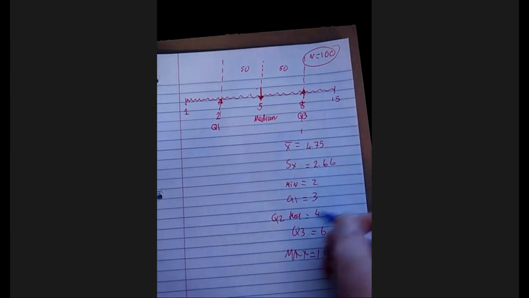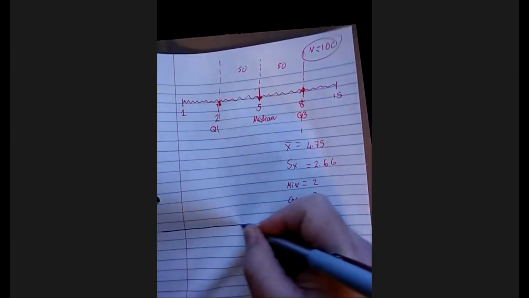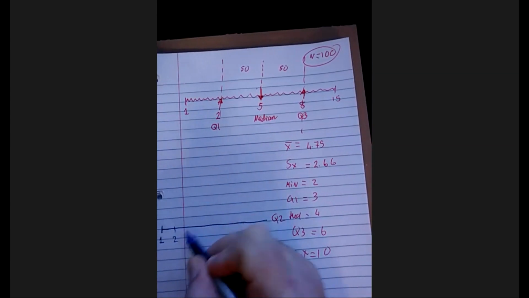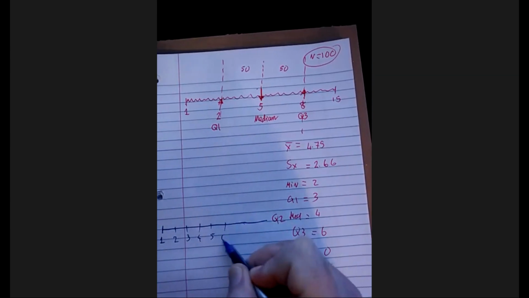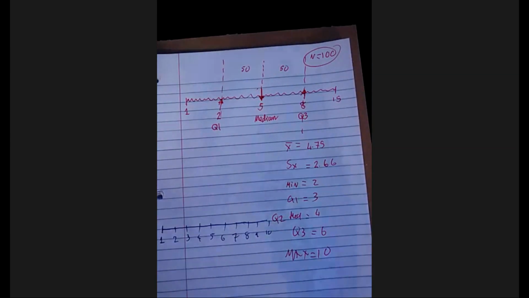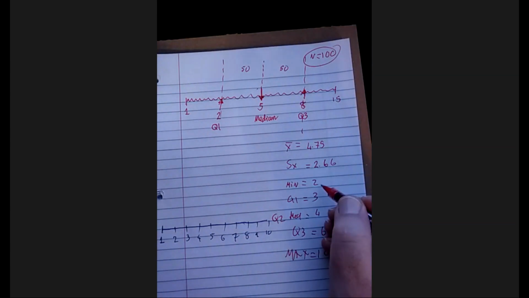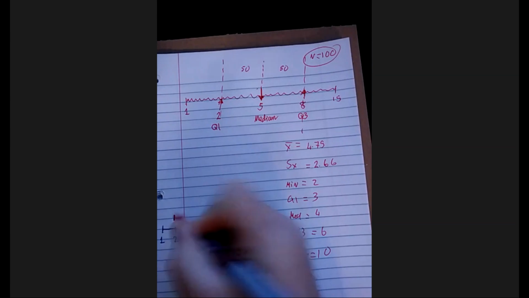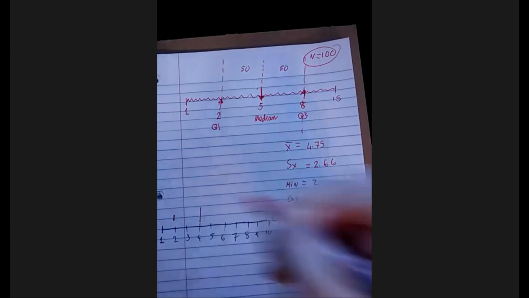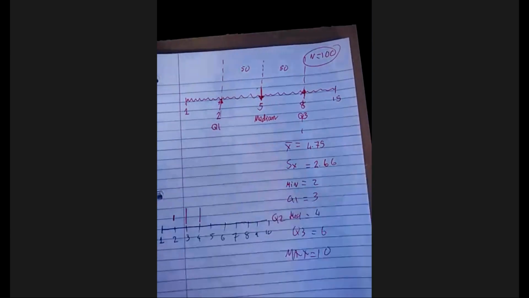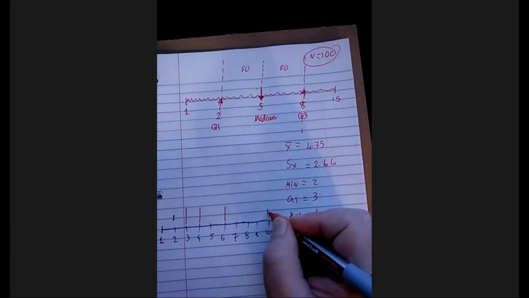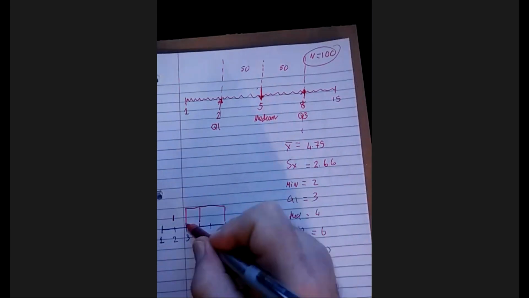Right, so let's go and make a 5-figure box plot of this. We'll start at 1, then there's 2, then there's 3, 4, 5, all the way up. And you start with the minimum. What was the minimum? We had 2. So you do a little mark at 2. Then you do the median, which is at 4. Q1, which is at 3. Q3, which is 6. And finally, 10. And then you join the boxes together.